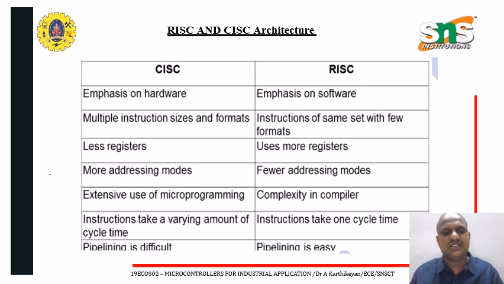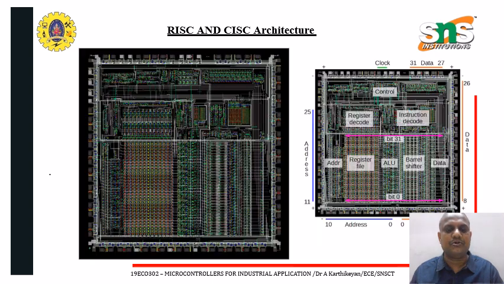Another thing: multiple instruction sizes and formats are available in CISC, while on the other hand RISC has a fixed size with few formats. Fewer registers are available in CISC, but more registers are available in RISC. More addressing modes are available in CISC, while RISC has few addressing modes, and CISC makes use of microprogramming. It is complex, and the compiler program is also involved. The instructions take a variable amount of cycle time, often more than one cycle. Pipelining is very difficult in CISC, but it is very easy in RISC. This is the main difference between CISC and RISC, an important parameter here.